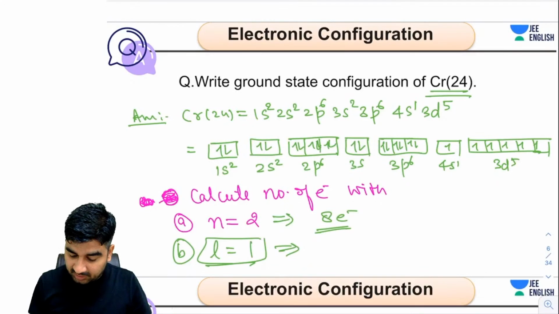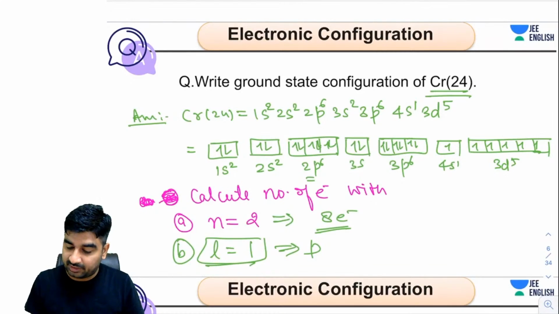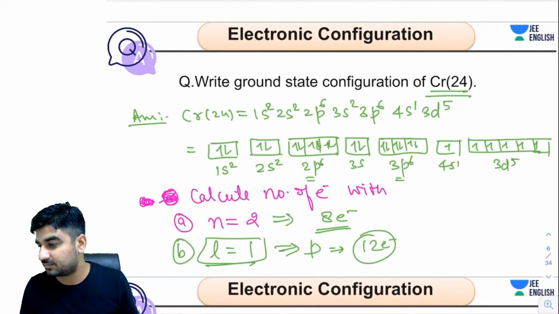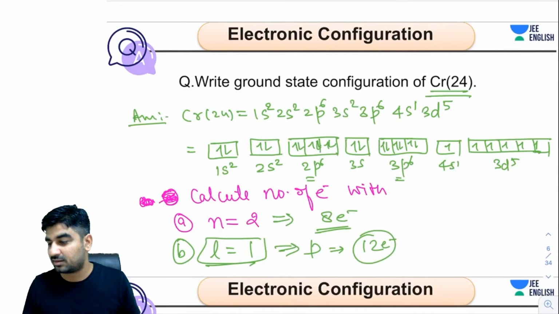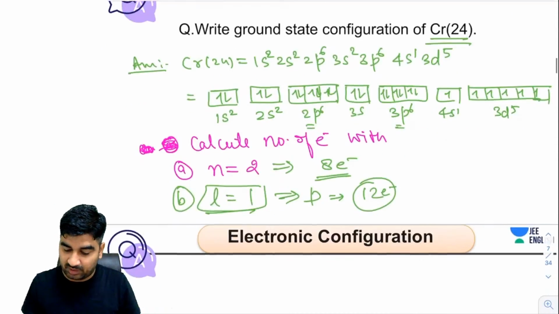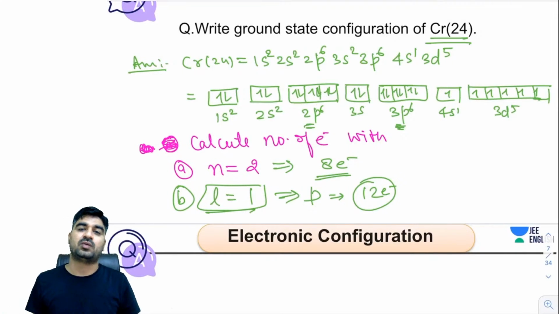L = 1 means it is the p subshell. But here it is not mentioned what the value of n should be. So I can take 2p, I can take 3p. So the number of electrons having l equal to 1 in their address will be 12. It will be 12: 2p6 and 3p6. If you give the address of these electrons, you have to write l equal to 1.